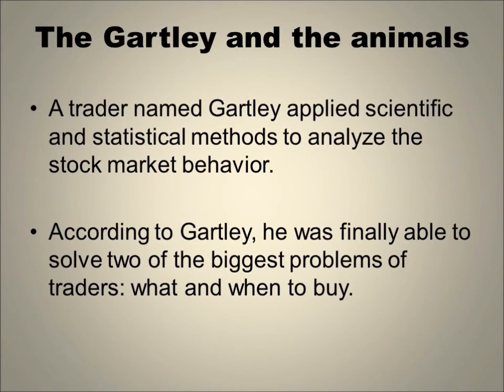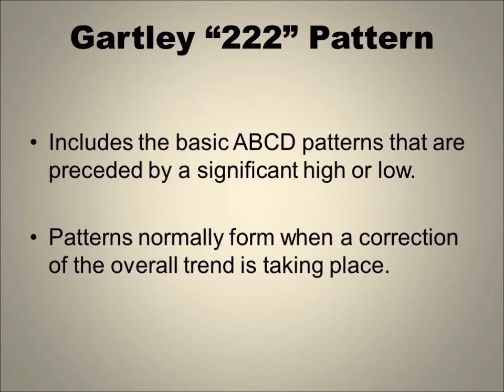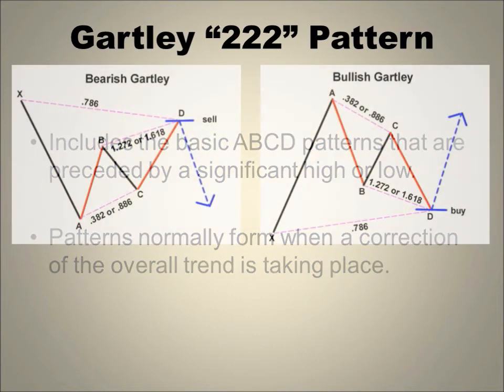Now, here's an example of the Gartley and the animals. We call these the animals because a trader named Gartley studied corrective waves carefully, and he determined that some of the corrective wave patterns kind of look like animals. So I just thought I'd show them to you in this video. So, well, first, this is not an animal pattern. Here we have the 222 pattern, which includes the basic ABCD pattern that I showed you before, but they normally form when a correction of the overall trend is taking place.